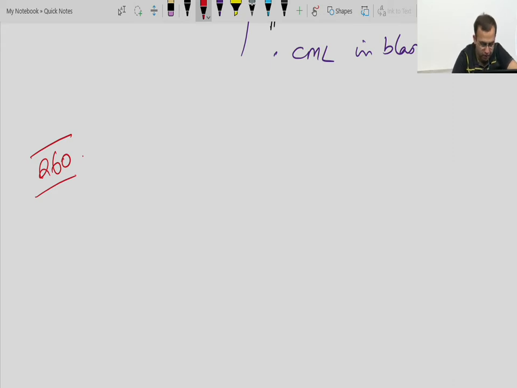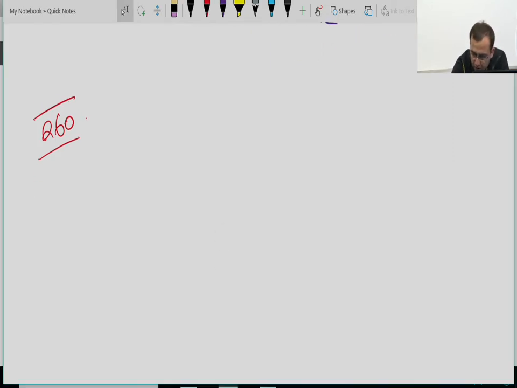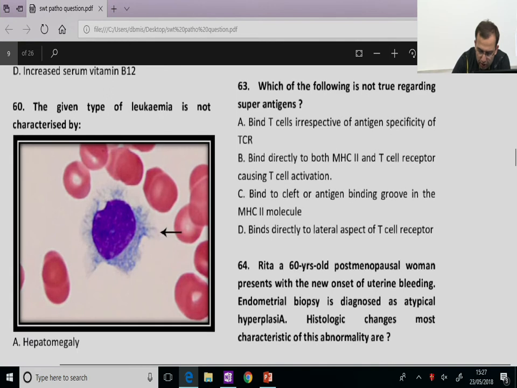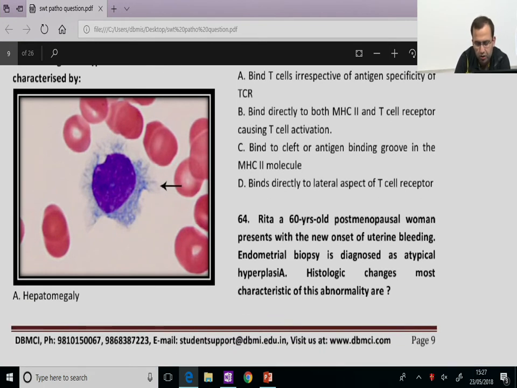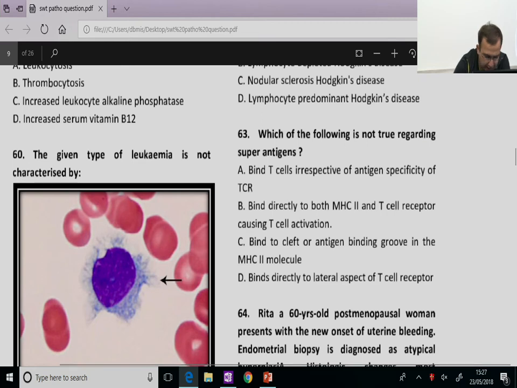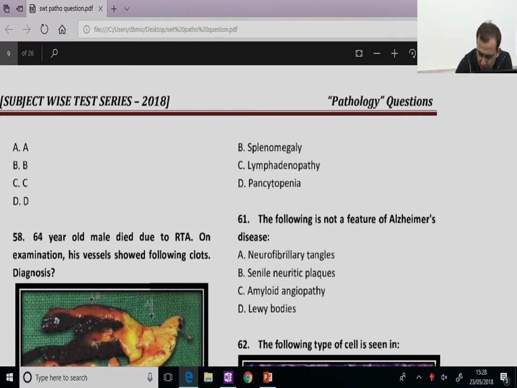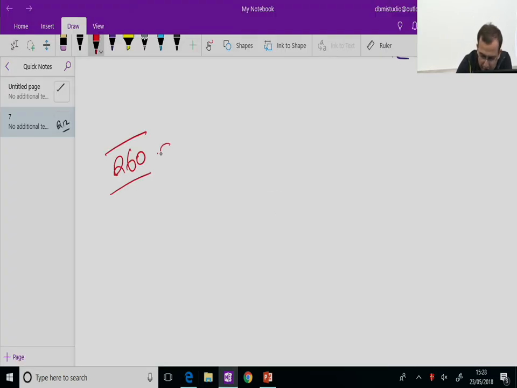This gets us to the next one. That is question number 60. Given type of leukemia is not characterized by. Now first have a look. It shows the presence of a hairy cell, a cell with cytoplasmic hairy projections. So this is a case of hairy cell leukemia. And hairy cell leukemia is not characterized by lymphadenopathy. So the answer is C, that is lymphadenopathy. Hairy cell leukemia is not associated with lymphadenopathy.